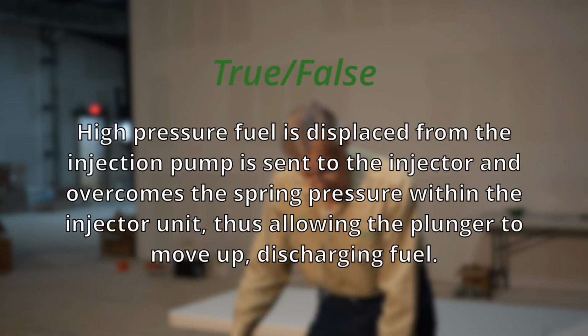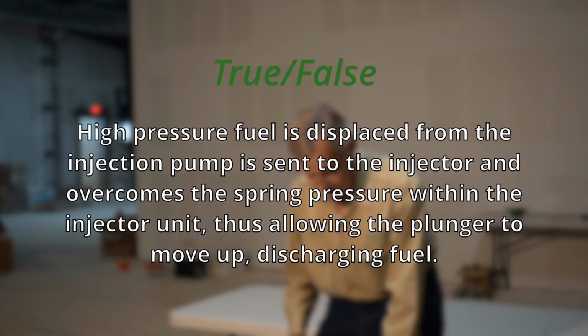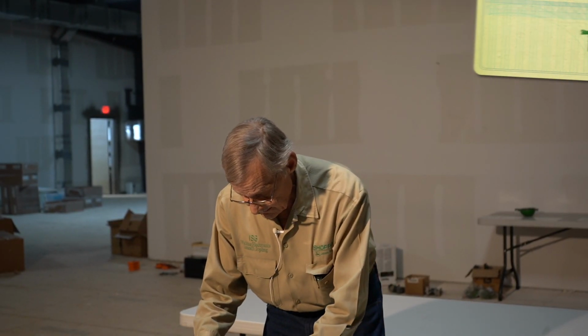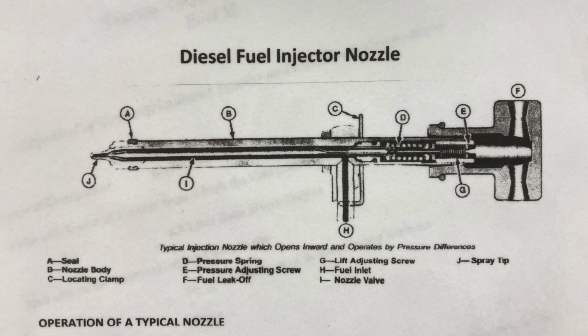The next question is true. High pressure fuel is displaced from the injection pump and sent to the injector and overcomes the spring pressure within the injector unit, thus allowing the plunger to move up and discharge fuel. That's true. There again, you're going to have fuel that comes in. It's going to push against this, which is finely machined, push it up and allow fuel to pass, and then that's going to slam back closed, and it'll force it through the orifices in the tip end of it, atomizing that. But that's it that we have for the fuel injector.